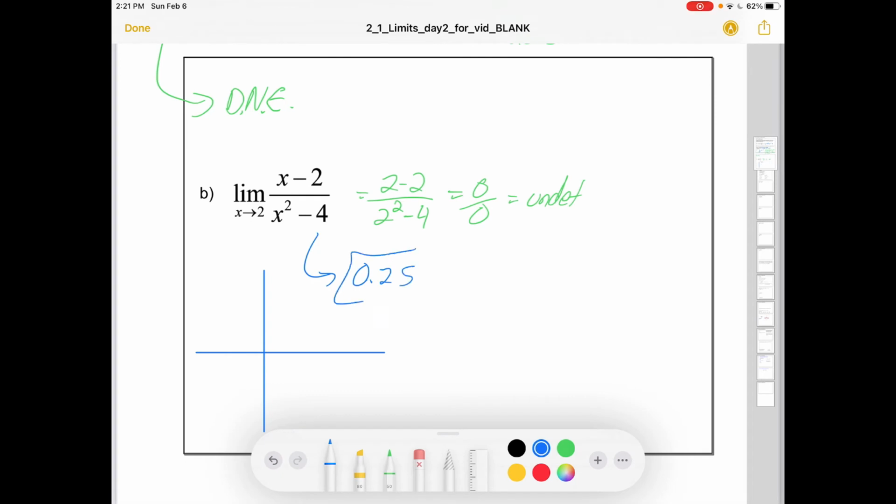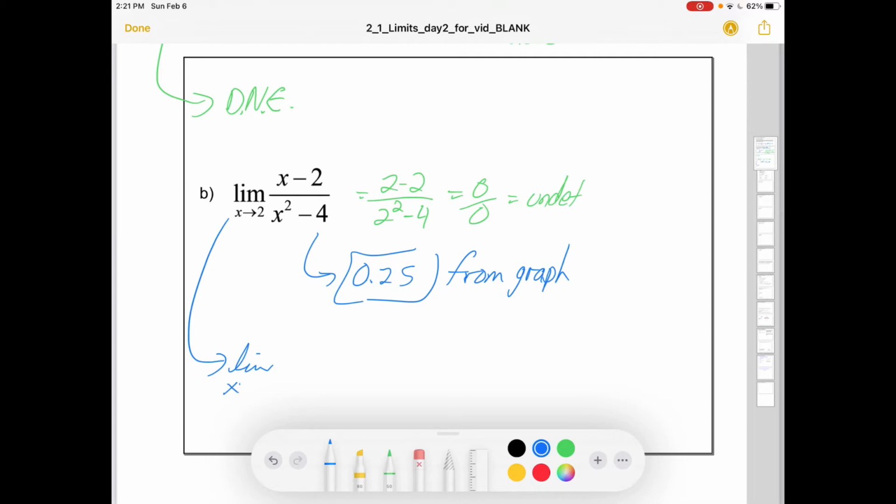So we can say the answer here is 0.25 from the graph. But it requires an amazing graph to be able to see that. Maybe the graph isn't even that helpful. So here's the thing that you can do with a limit, and this is the special thing that limits give us in algebra.